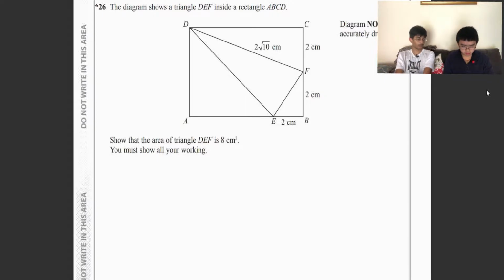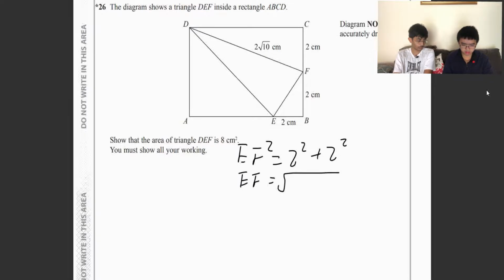So what we can first realise is that this length here can be worked out using Pythagoras. So EF squared will be equal to 2 squared plus 2 squared. Make sure you show all of your manipulation. And then you square root that, so you square root 8, and that's 2 root 2 centimeters.